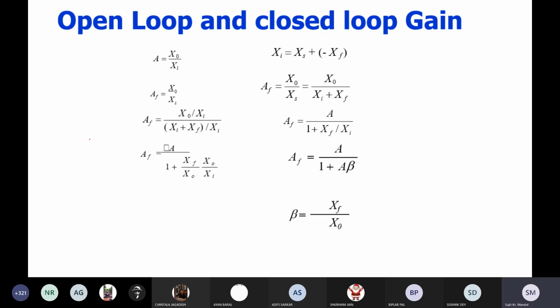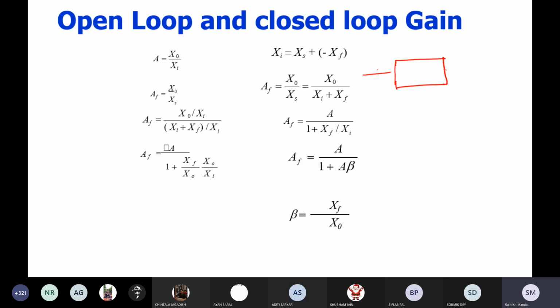Again, this I am telling you. But also, what you should do, you should follow up the class and you should try first yourself to understand it. If you sincerely follow throughout the class, it is not so difficult, and there should not be any confusion on this. What is A and what is AF?